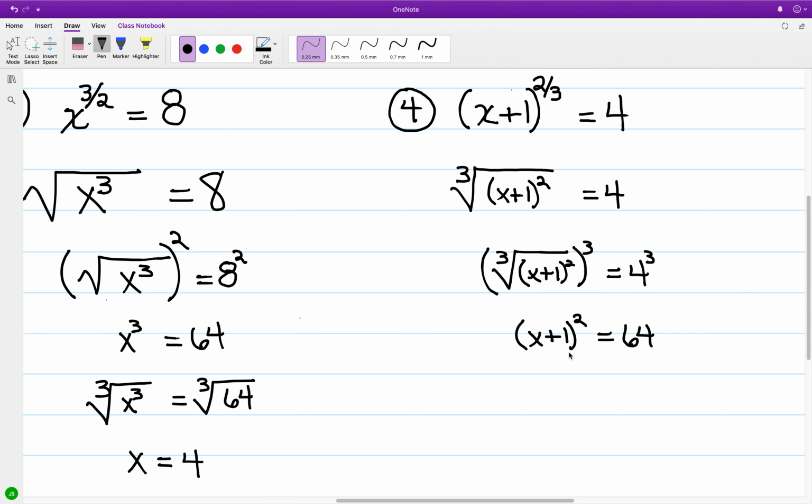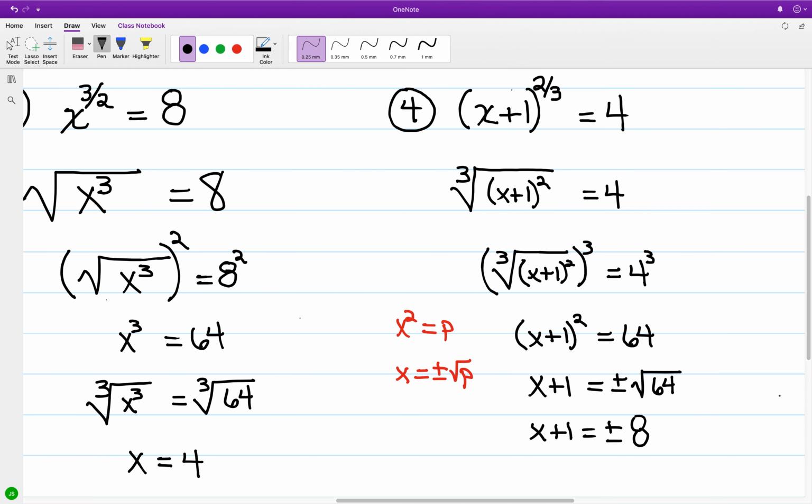Now, we have the square of x plus 1. To go from the square of x plus 1 to first order, I'm going to take the square root, using the square root property of equality. Once again, if we have x squared is equal to p, then x goes to plus or minus the square root of p. And in this instance, we have x plus 1 is equal to plus or minus the square root of 64. The square root of 64 is going to be 8.